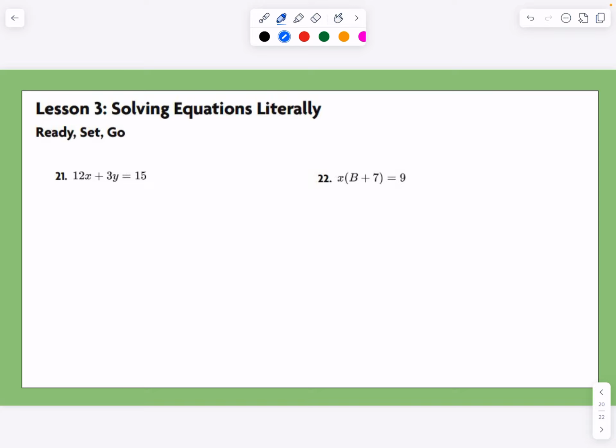If I want to get x by itself, I guess I don't have to work too hard. I just want x by itself. So I would just divide both sides by b plus 7. In my head, I was doing more than I needed to do. So this is going to be the division property of equality there. So x equals 9 over b plus 7. That's all we have to do. So we leave it like that, and that's our solution.